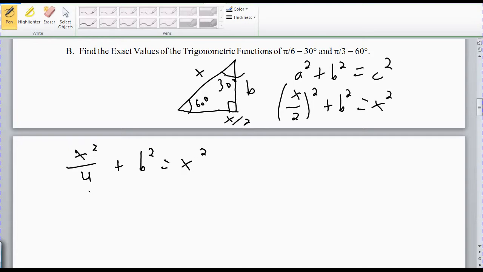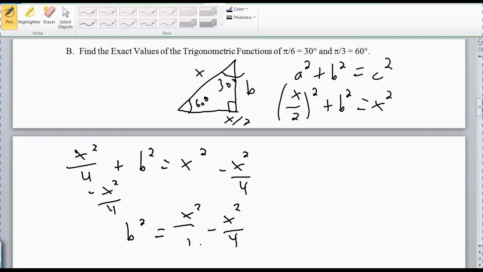So I want to subtract off x squared over 4 from both sides. And we end up with b squared equals, now I'm going to put that over 1, x squared over 1 minus x squared over 4. We need LCDs, which is going to be 4. So we're going to multiply top and bottom by 4.